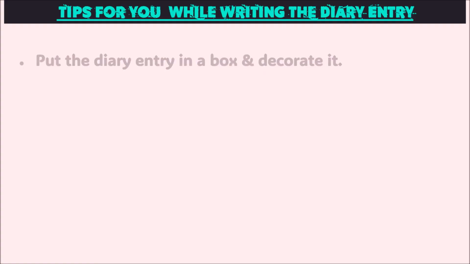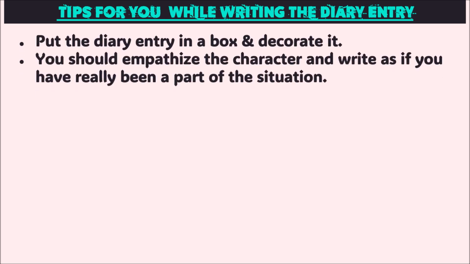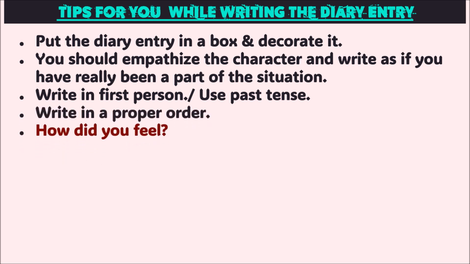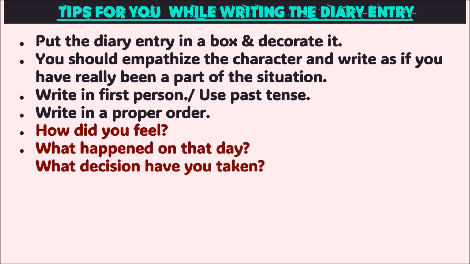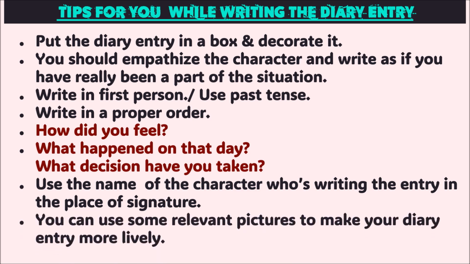Here are some tips for you while writing the diary entry. Put the diary entry in a box and decorate it. You should empathize with the character and write as if you have really been a part of the situation. Write in first person and use past tense. Write in a proper order: how did you feel on that day, what happened on that day, and what decision have you taken. Use the name of the character who is writing the entry in place of the signature. You can use some relevant pictures to make your diary entry more lively.